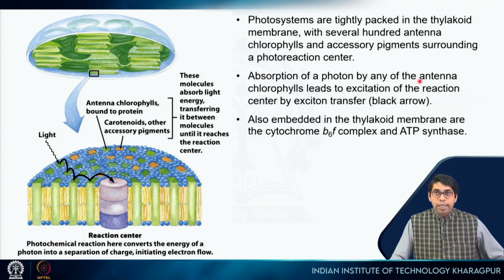Absorption of a photon by any of the antenna chlorophylls. So, it can be absorbed here, it can be absorbed here, it can be absorbed anywhere, right. Once they are absorbed, they are passed on from one pigment to another pigment. Ultimately, the excitation reaches this reaction center. So, the exciton is transferred to the reaction center. Also embedded in the thylakoid membrane are the cytochrome B6F complex and ATP synthase. So, we will look at those later, right.